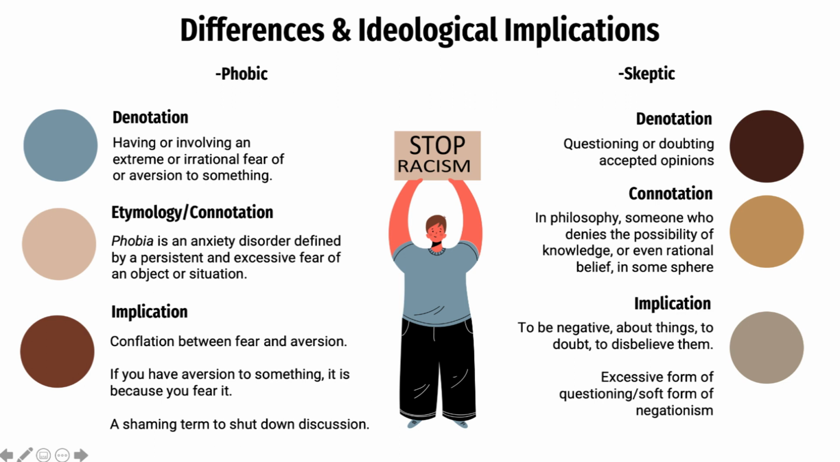And we know that negationism implies that you are negating the existence of that whose existence is evident. For instance, the concentration camps in World War II. We all know that they existed, so if you are negating their existence, you are a negationist.